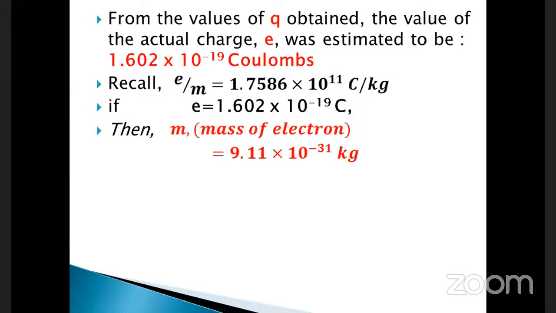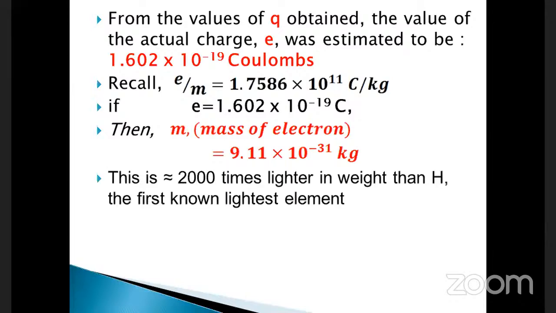And you can see that this is very light. Note times 10 raised to power minus 31. So that's like 0.0000, 30 places before you get to 911. So it's very light. At the time of this discovery, it was found to be approximately 2,000 times lighter in weight than the first known lightest element, which was hydrogen. As at the time, hydrogen was the lightest element that was known. And it was discovered that this is approximately 2,000 times lighter.